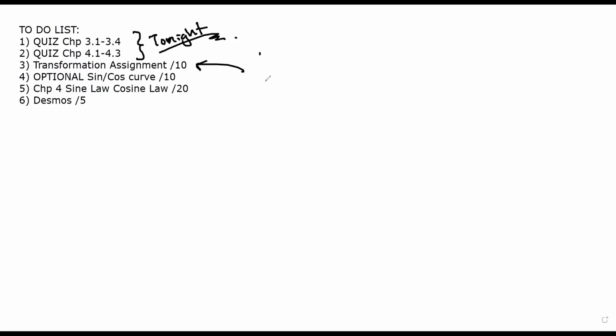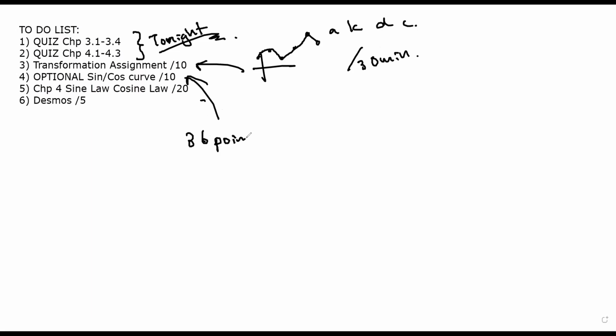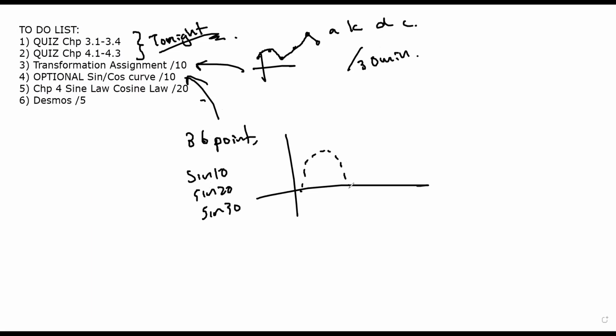The transformation assignment, where you just create a random curve and apply any type of transformations to it, and then you try it, that can be done, in my opinion, within 30 minutes. Same with this one. You need 36 points. Essentially, you're doing sine 10, sine 20, sine 30 degrees, and so on, and give me 36 points to create the nicest sine curve possible. Add a little bit of flair, right? That shouldn't take more than 30 minutes either, in my opinion.